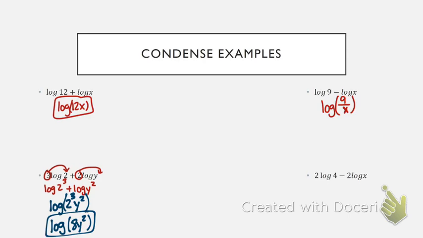So if the two logs are being added, when you condense to one log, multiply. If the two logs are being subtracted, when you condense, divide.